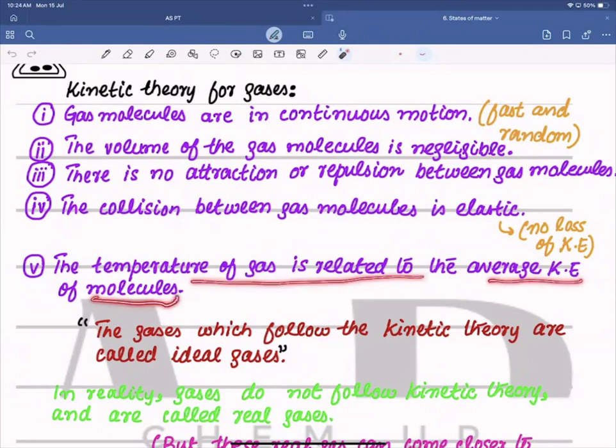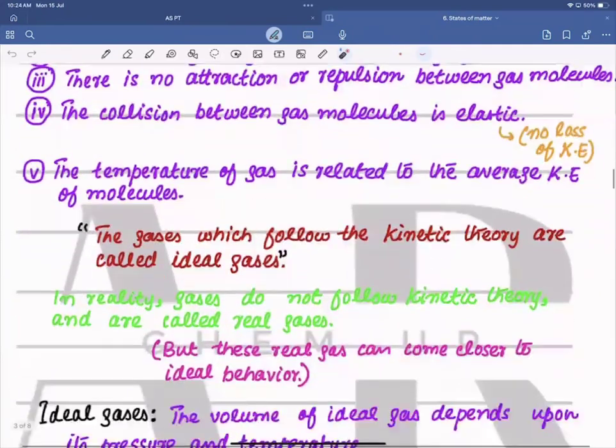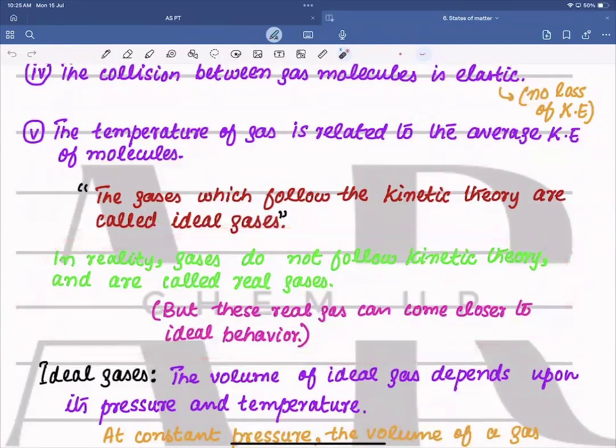Any gas which follows this kinetic theory, we call those gases the ideal gas. This is not now part of the syllabus, but you have to know that in reality, the gases do not follow the kinetic theory, and the gases which do not follow the kinetic theory, we call them real gases.